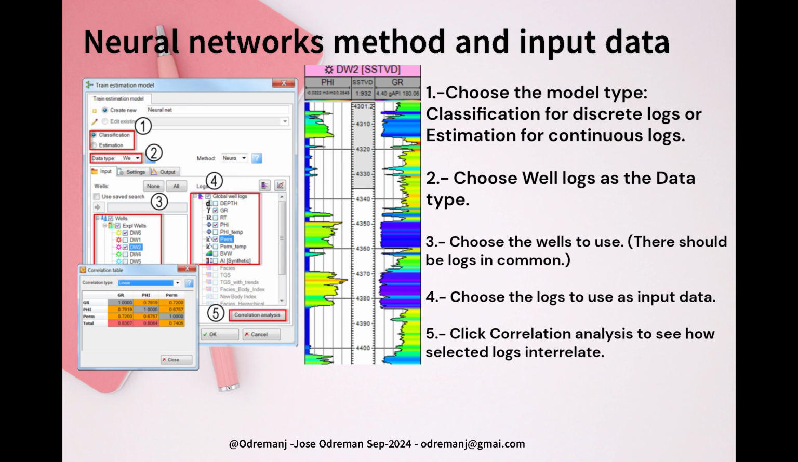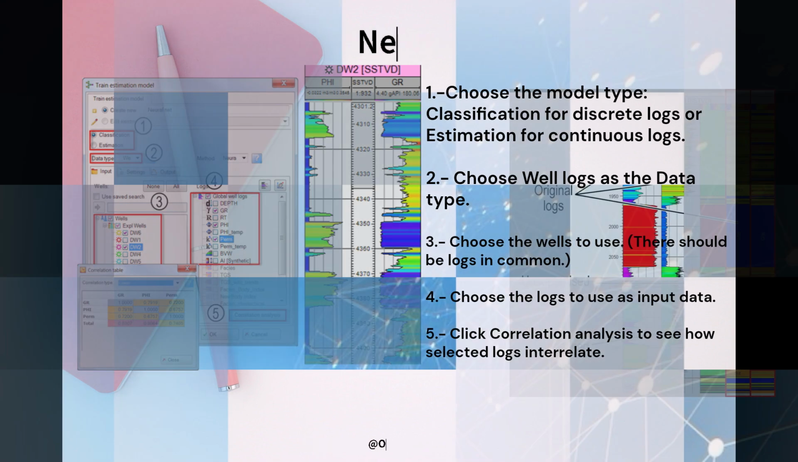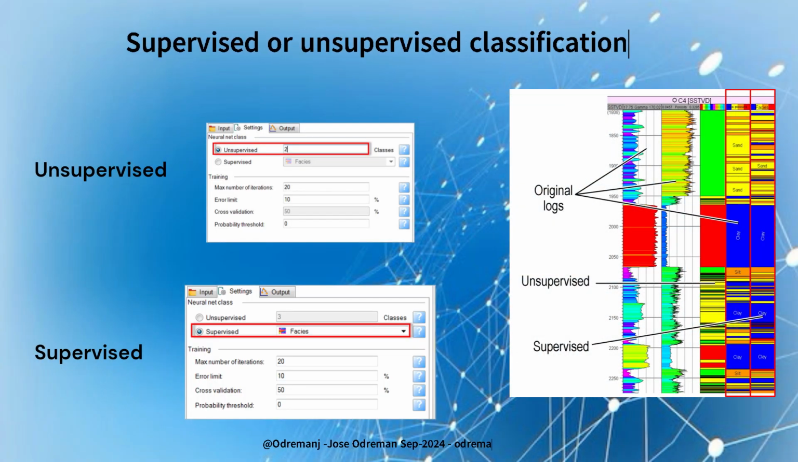Select the logs that will be used as input data. Click Correlation Analysis to view how the selected logs interrelate. This process helps in understanding the relationships and patterns between different well logs. Okay, now let's take a few minutes to understand this module. The module you're looking at is a neural network tool used for geological analysis.